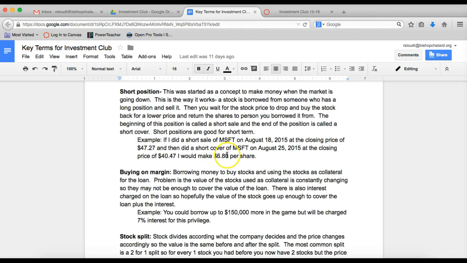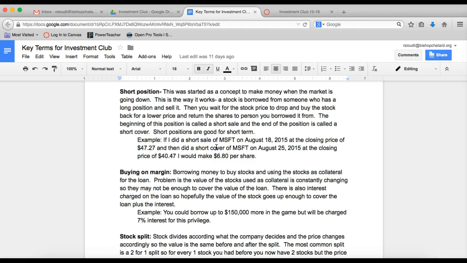So here I gave an example of Microsoft, and if I said that I did a short position from August 18th to the 25th, which by the way is an extraordinarily short period of time, this is from 47.27 on the 18th to 47 on the 25th. I would make $6.08 per share. That would be my profit. So if I had 100 shares, I'd make $680 in the course of 7 days. So that is something that you can do.